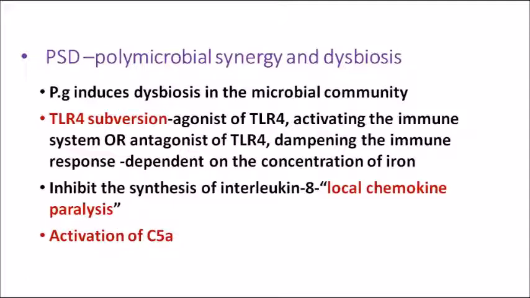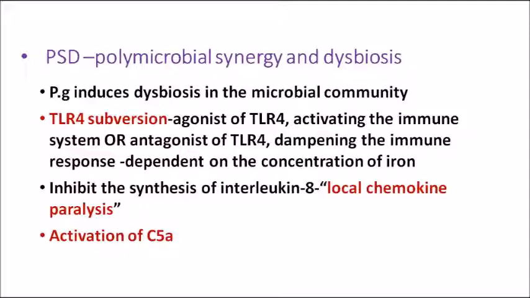Yeah, you got that doubt? If you got that doubt, it's a genuine doubt. But the thing is, the PG acts as an agonist for the toll-like receptor. It activates the immune system, but it makes sure that the immune system will not kill the PG. So it causes TLR subversion, which is the first mechanism.